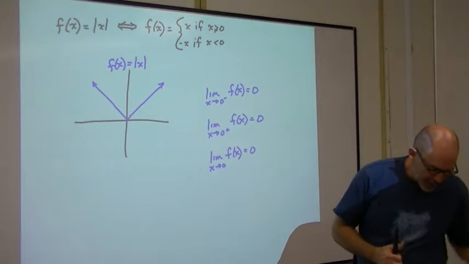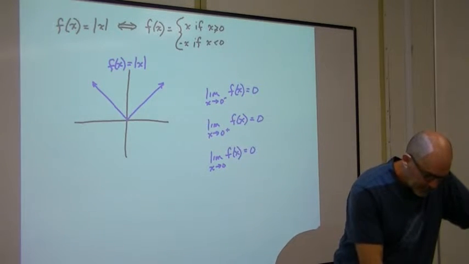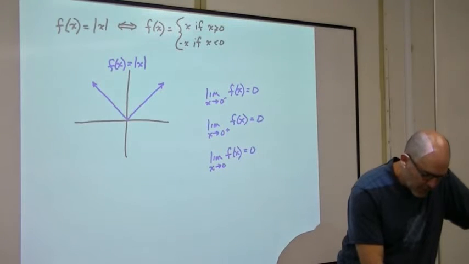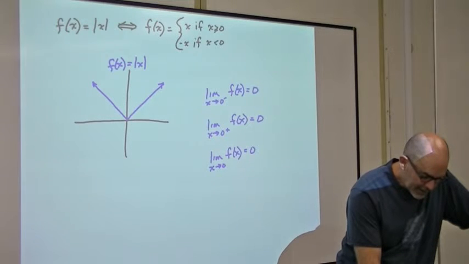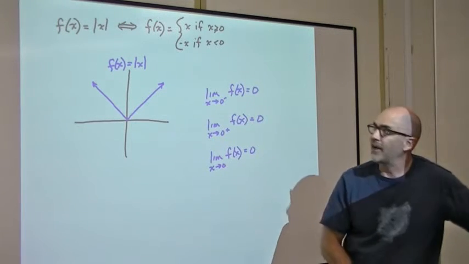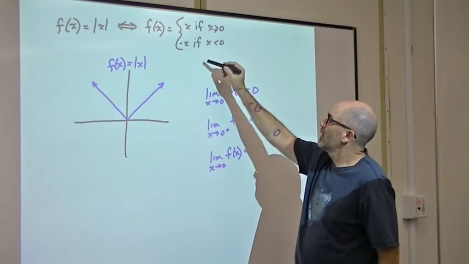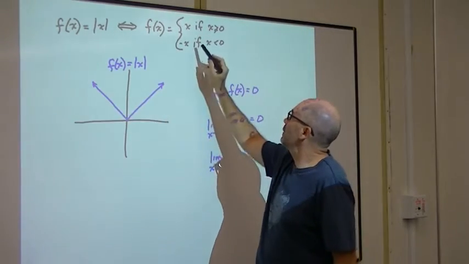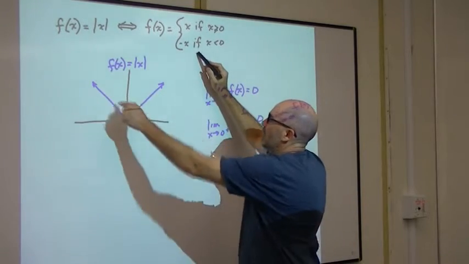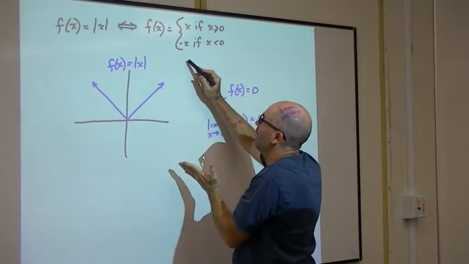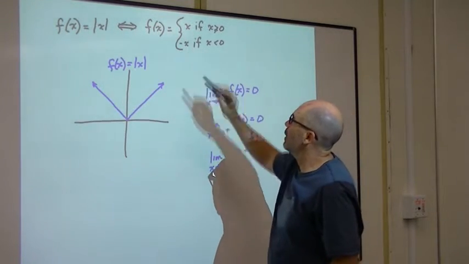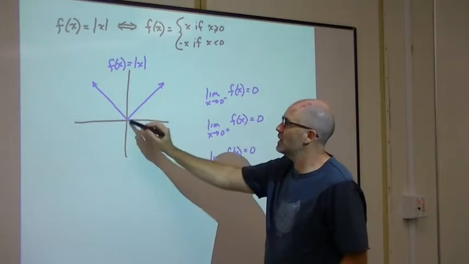If you look at the algebra, the limit as x approaches 0 from the right is going to be the limit as x approaches 0 of x, which is 0. Now the limit as x approaches 0 from the left is going to be the limit as x approaches 0 of negative x, because if I'm coming in from the left, I'm really using this part of the function here. So this line right here on the left is y equals negative x, slope of negative 1. And so if I plug in a 0 for that, I get negative 0, which is 0.